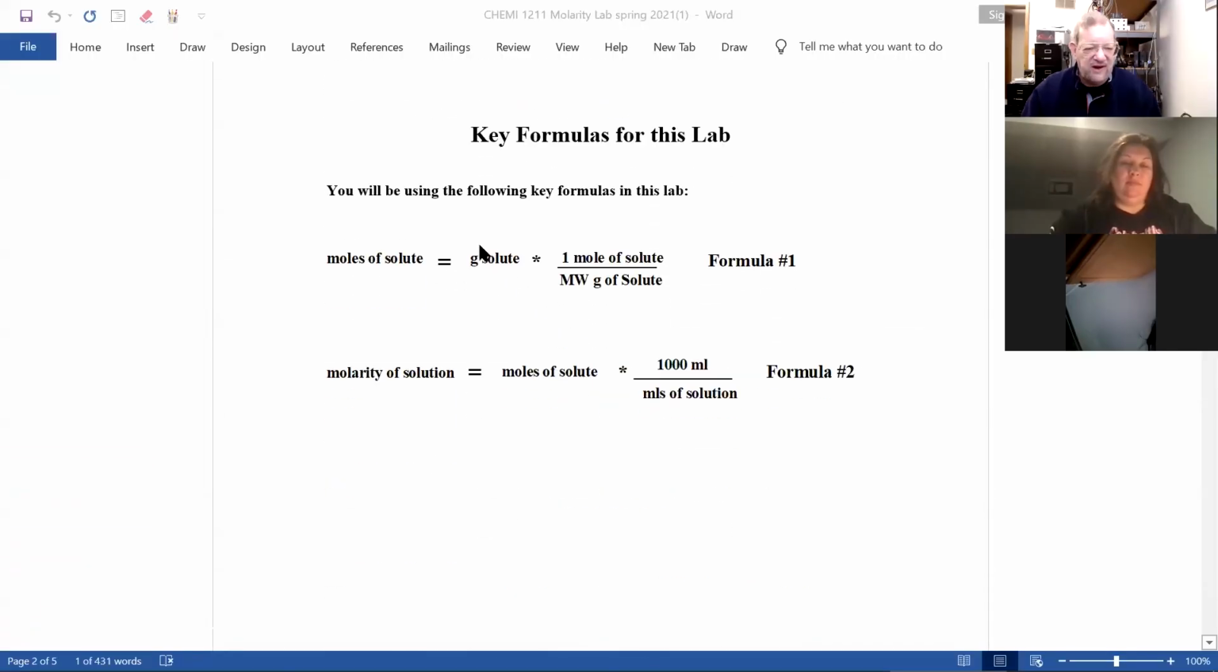And just to remember, key formulas you need to use for moles of a solute, that's grams of a solute times 1 mole of the solute divided by the molecular weight of the solute. I'll call that formula 1. Now, in the lab, you're not going to have it 1,000 milliliters. So how do you normalize it to get the 1,000 milliliters? You multiply the moles of solute times 1,000 divided by the milliliters of solution, and that will bring it up to 1,000 milliliters.